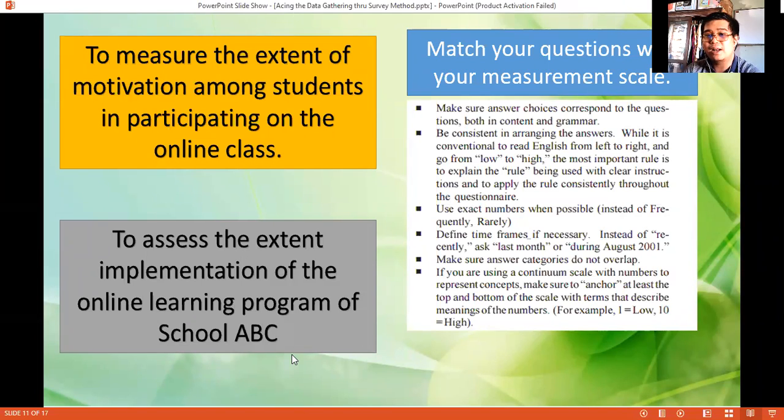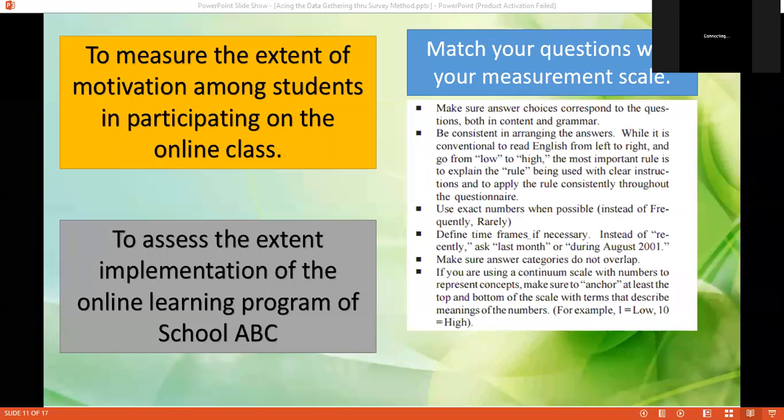Anyone? Let me give you an example. Pag 1 is not effective, okay? Not effective at all. Ano magiging number 4 mo? Ano pwede mong ilagay? Very effective. Pwede. Very effective.